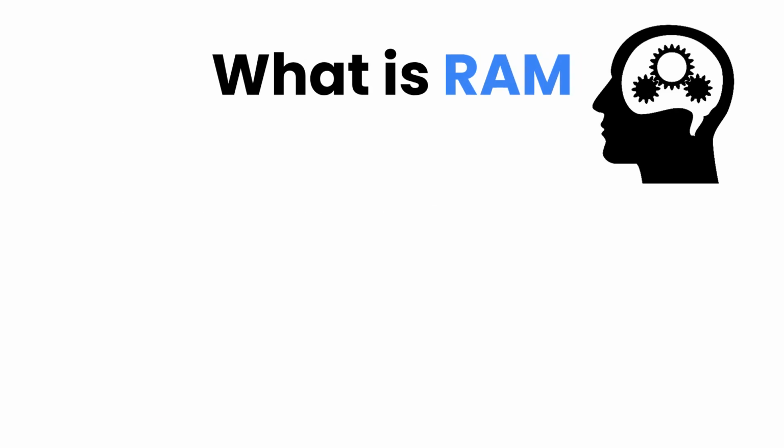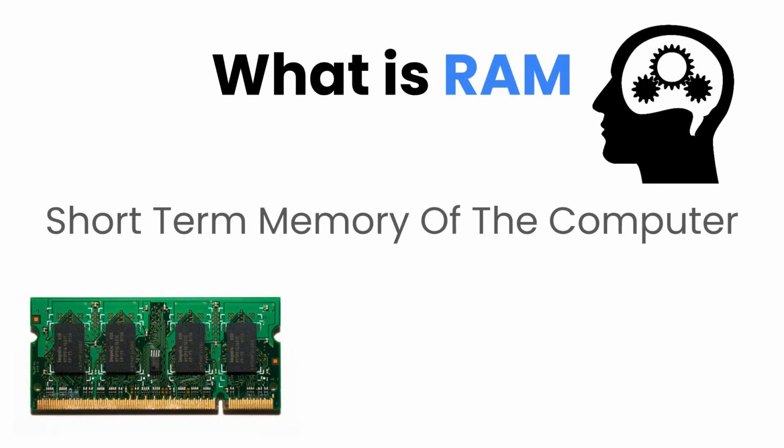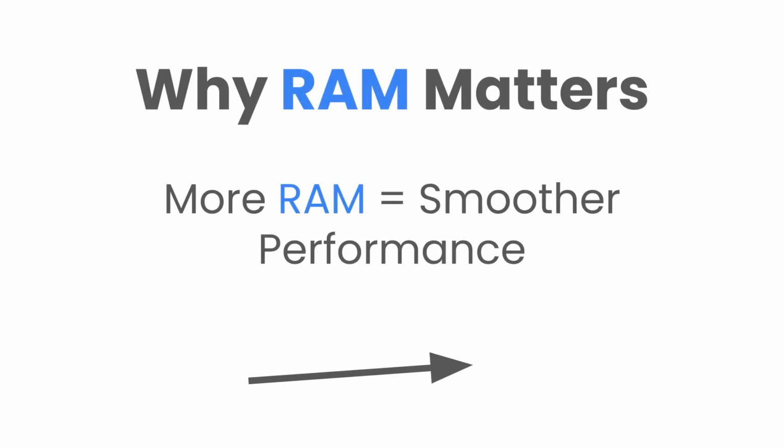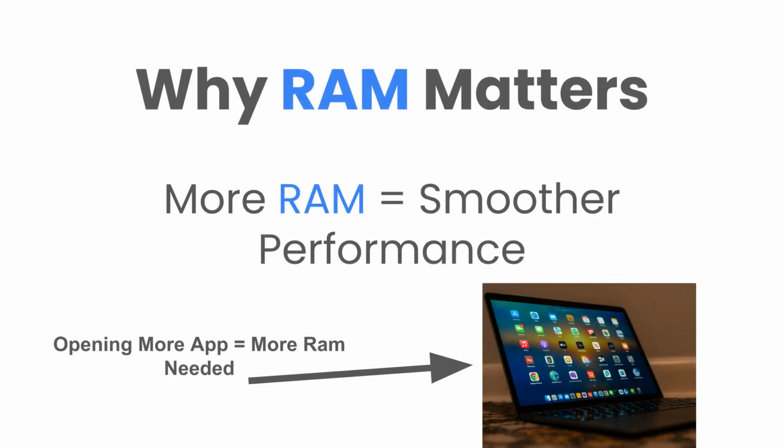RAM, or Random Access Memory, is the short-term memory of the computer. It holds data that the CPU is actively using. More RAM means smoother performance. When you open more applications, more RAM is needed to run them efficiently.